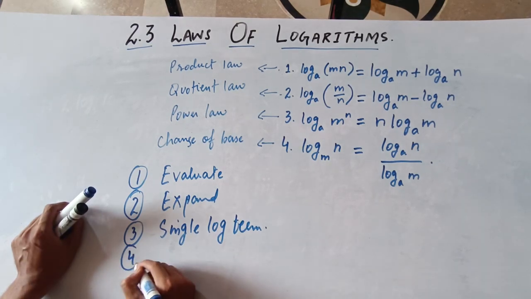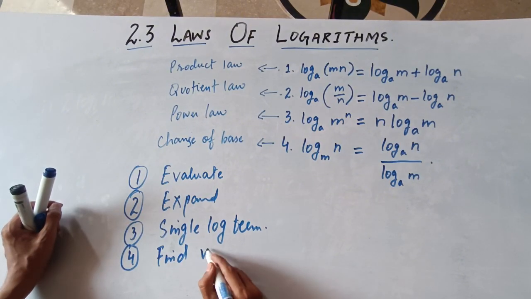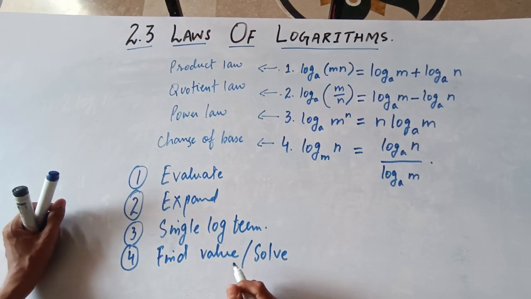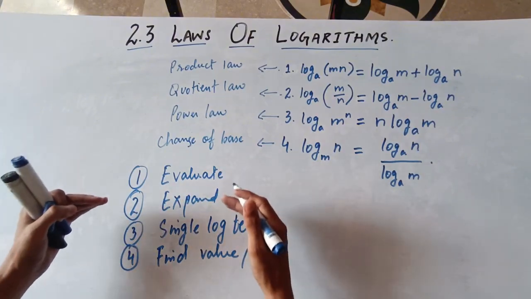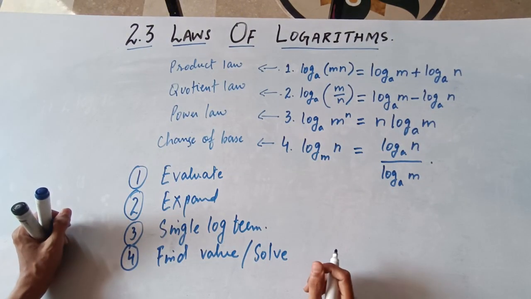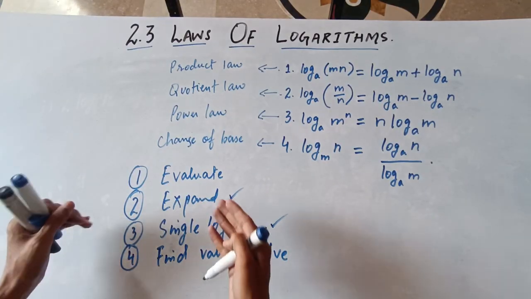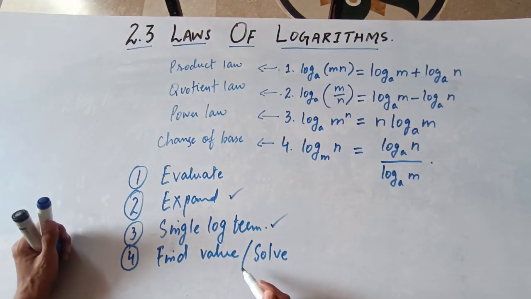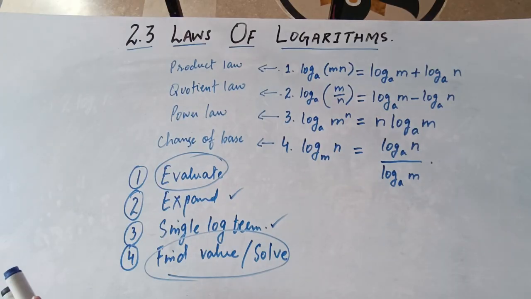And the fourth one is to find the value of the unknown, or you can say solve the equation. There will be a variable whose value we need to find in this type of question, but in all these types of questions we will apply these laws. In this particular video we will cover type 2 and type 3 of the questions, because they are related to each other, and then in the second part of the video we will cover the other two types. So now let's first do expand and then single log term.